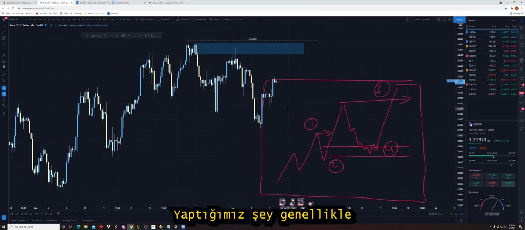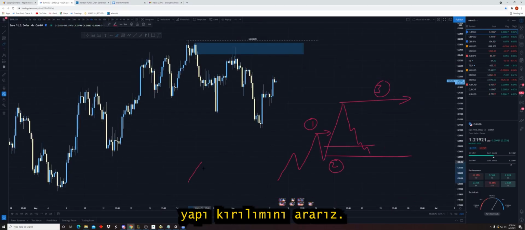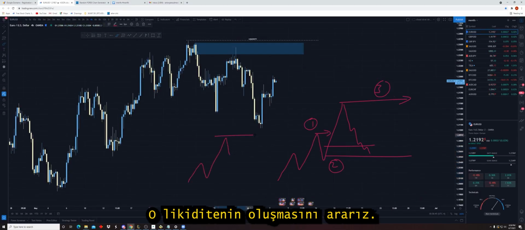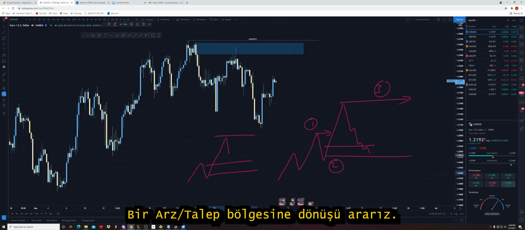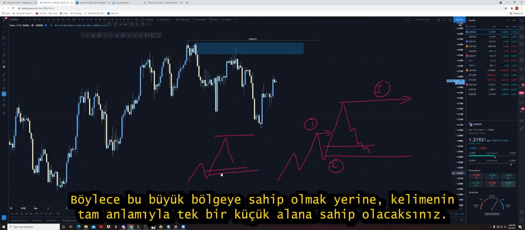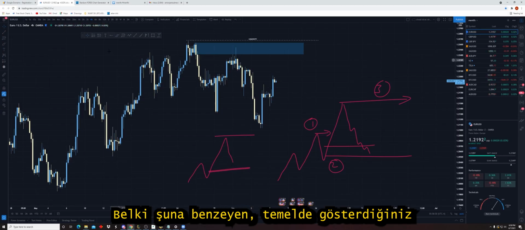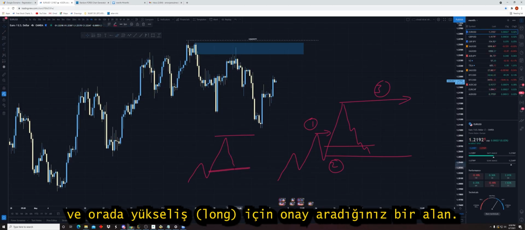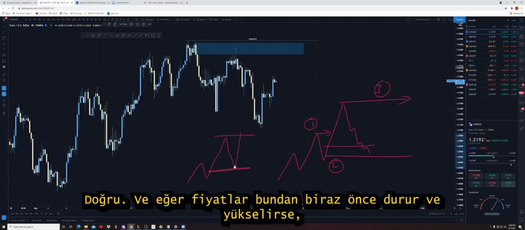What we do is oftentimes we look for the break of structure, we look for that liquidity to be formed, we look for the return into an SND zone, and what we're going to do right now in this subsection is look at the refinement of one. So instead of having this large zone, you'll have literally one tiny area. Maybe that looks like this, and you look for the confirmation in there to then go long. And if price stops just a little bit before it and goes long, that's unfortunate.